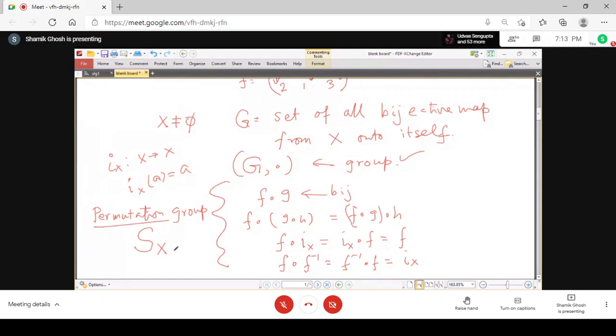And here you can define this permutation group over any non-empty set. But in particular, suppose X equals {1, 2, 3}. So in particular, if we take n as the first n natural numbers, that is, if the cardinality of X is n, then instead of S_X, we denote it by S_n, the symmetric group S_n. And as you have seen in the case of 3, the number of elements of S_n, that is the order of the group, is n factorial.